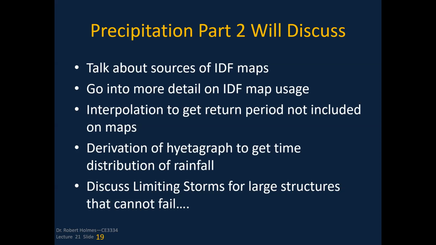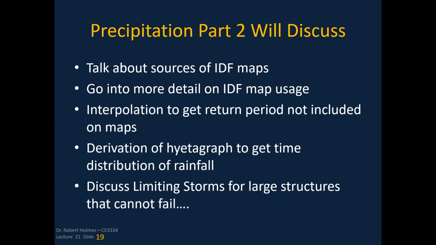So in part 2 lecture, which is lecture 22, I'm going to talk more about the sources, these IDF maps, where you get them. Most of the time you're going to go to NOAA Atlas 14. And if you've got some return periods that you need for some design that's not on NOAA Atlas 14 or one of the other Weather Service publications, you can actually interpolate. And then we'll speak about the hydrograph that we can generate from that.